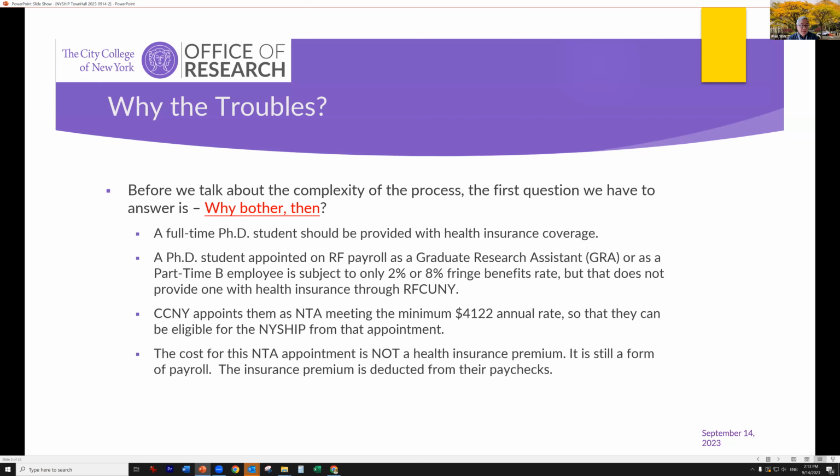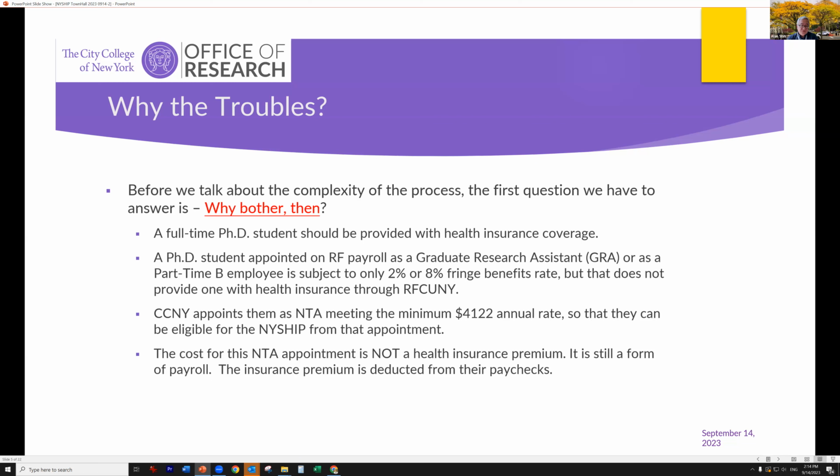But a common confusion is, all right, I pay 4122 from this grant, so I'm paying the students' health insurance premium under the NYSHIP. This is actually not true. This NTA appointment is still a form of payroll. The NYSHIP health insurance premium, if the student elects to be covered, is actually a premium deducted from the paycheck from this payroll, from this appointment.